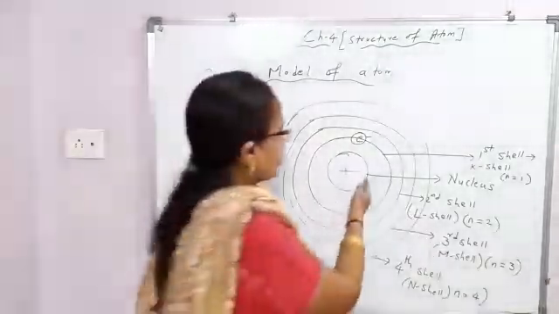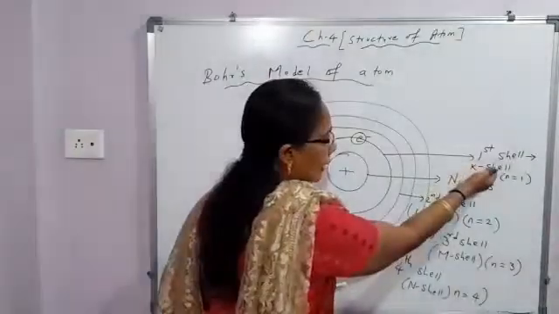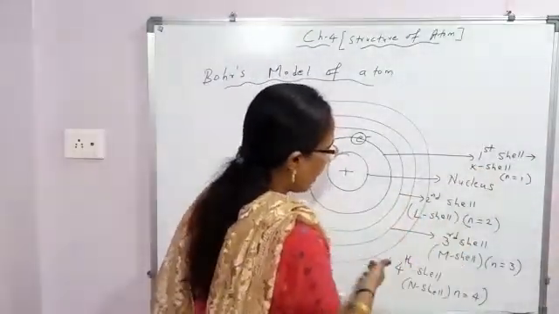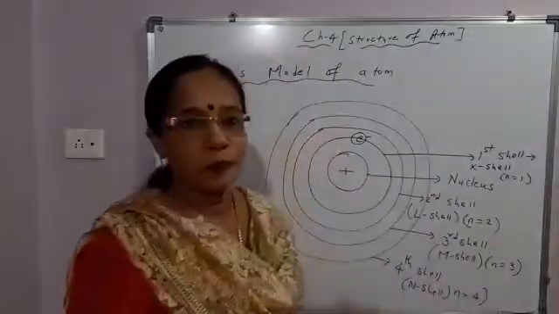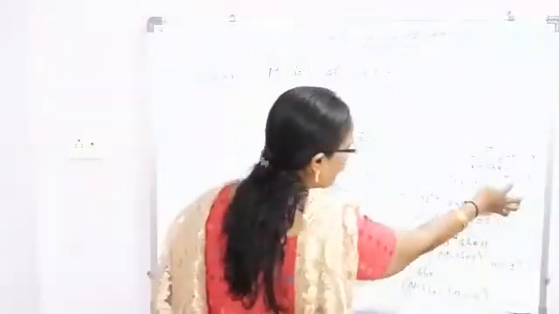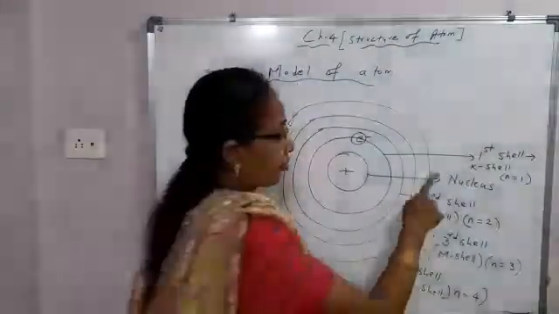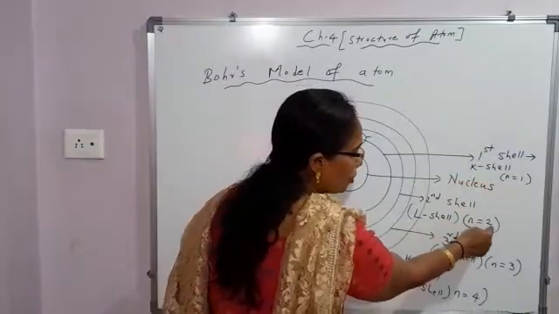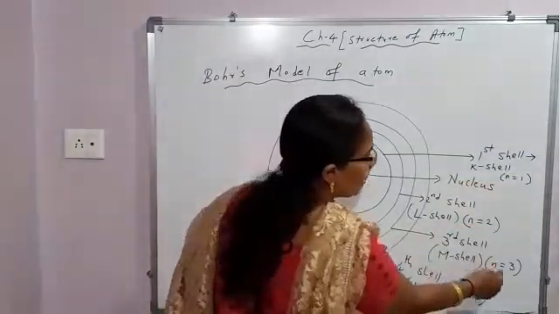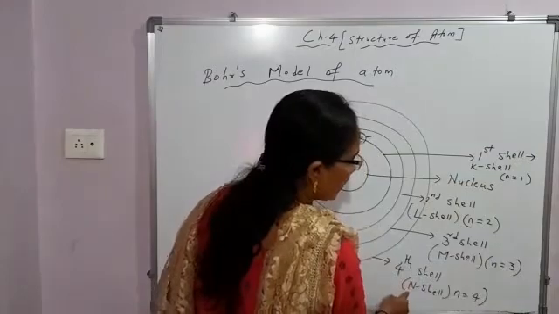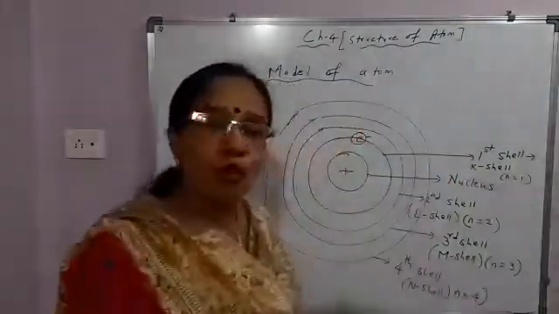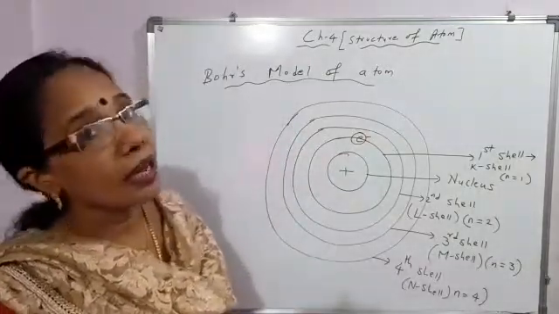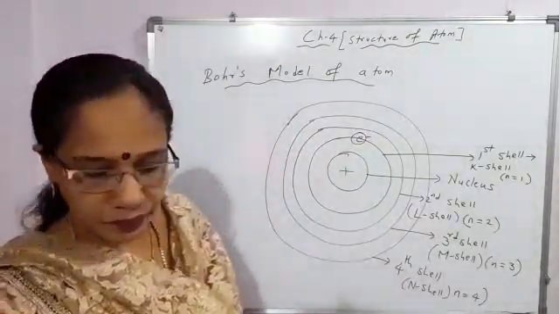So the first shell nearest to the nucleus is called the K shell, the second shell L, the third shell M, and the fourth shell N. And what I have shown here, n denotes the number of the shell. This is the first shell, so n is equal to 1. This is the second shell, L, so n is equal to 2. M is the third shell, so n is equal to 3. And N is the fourth shell, so n is equal to 4. Clear? So this is Bohr's model of the atom. Okay.